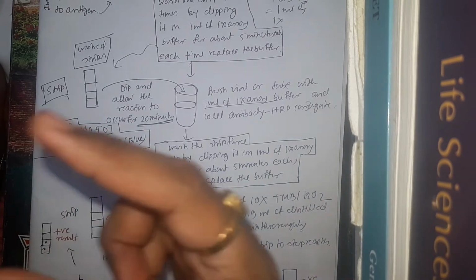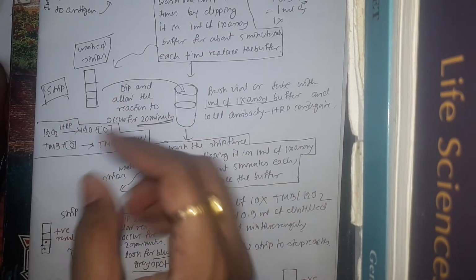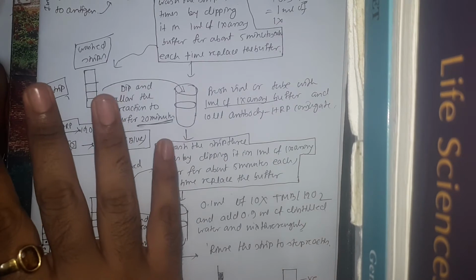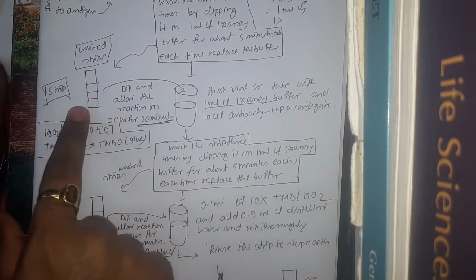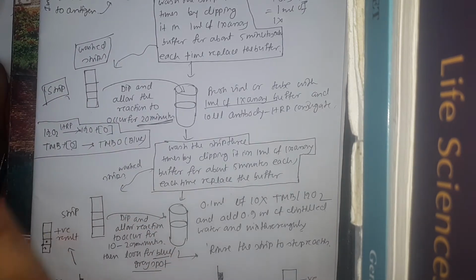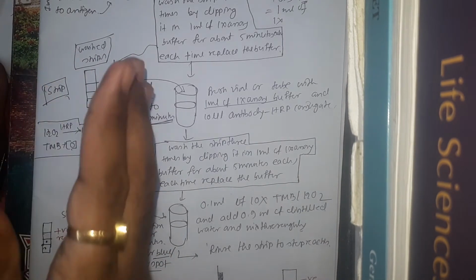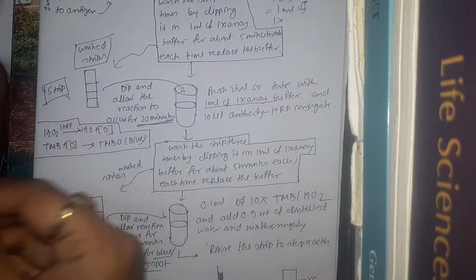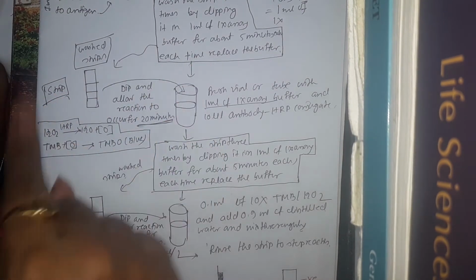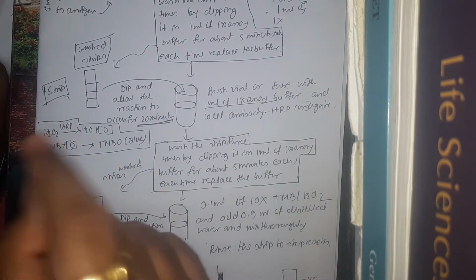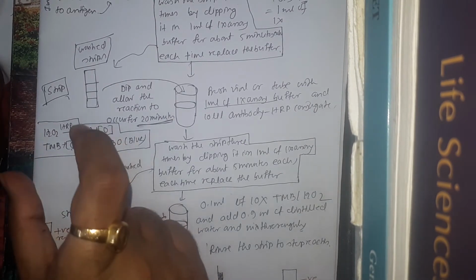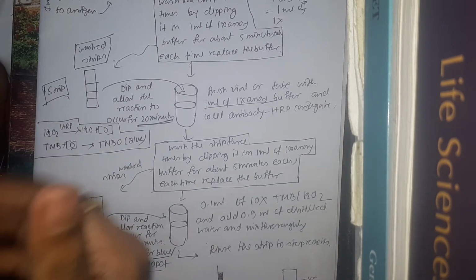What you need to do is take a test tube where you have 1 ml of 1x assay buffer, and you will dip the ELISA strip there and allow it to wash for 5 minutes. Then you will replace the buffer, take a fresh test tube with 1 ml of 1x assay buffer, and again dip the strip and allow it to wash for 5 minutes.